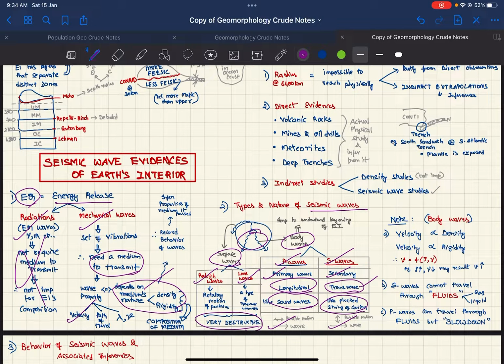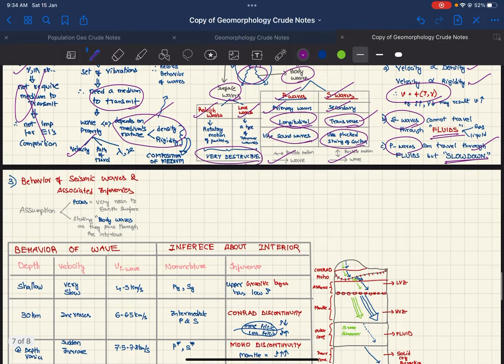So a few properties of the body waves: the velocity depends upon the density and rigidity, so it is a function of both. When they vary, the velocity will also vary. S waves, they cannot travel through fluids. P waves, they can travel through, but they will slow down. Now we'll look at the behavior of these waves and what we can infer about the interior from that.